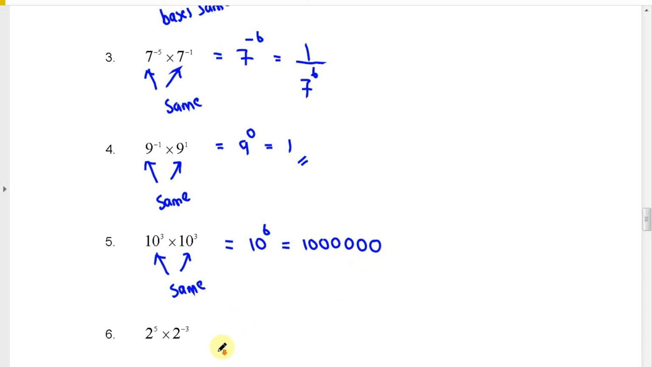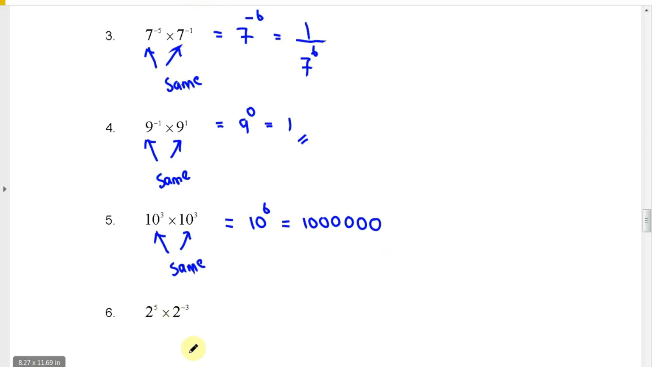Let's try this one, number 5. 2 to the power 5 times 2 to the power minus 3. Are the bases the same? So the bases are the same. I've got a base of 2. So we're multiplying, so we'll have 2 to the power. Let's add powers then. 5 plus minus 3 is 2. And 2 to the power 2, or 2 squared, is 4.